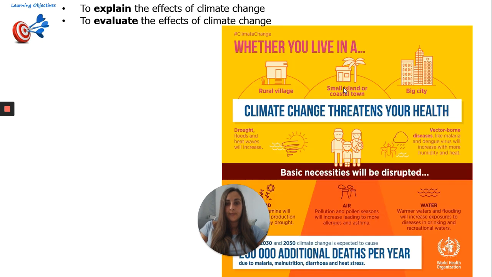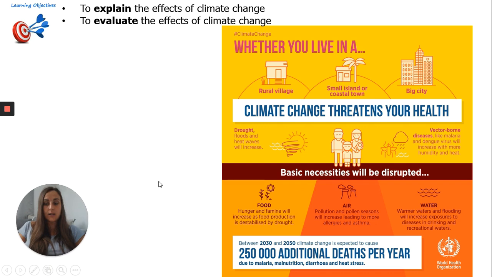Okay, and then the last task, task 5, I'll just talk through this bit of information first, and then I'll outline your last task of today's lesson. So climate change, we've already learned throughout this lesson, has many effects. It can even affect our health. So there's a bit of information there, like diseases. They may increase due to more humidity and heat in certain areas. It doesn't really matter where you live, whether you live in a small rural village, a coastal town or a big city, we're all at some point going to experience the effects of climate change.